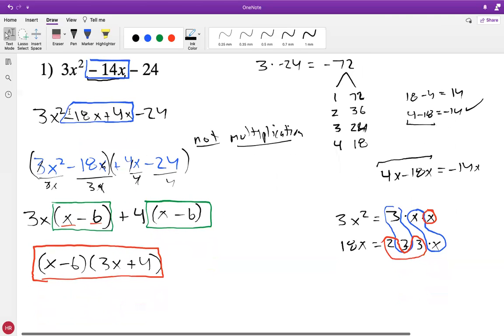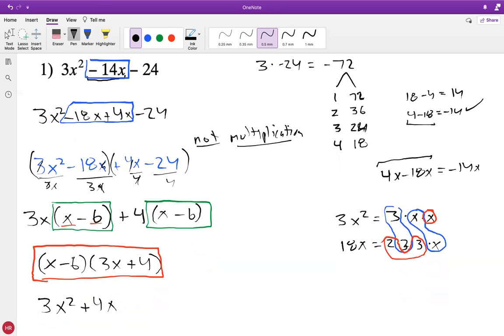So my claim is that this 3x squared minus 14x minus 24 is the same as this factored expression. And I'm going to check it just to show you. I multiply x by both of these things and I get 3x squared. X times this one gives me plus 4x. Negative 6 times this one gives me negative 18x. Negative 6 times this one gives me negative 24. When I combine the 4x and the negative 18x, I get 3x squared minus 14x minus 24, which checks because that matches where I started.